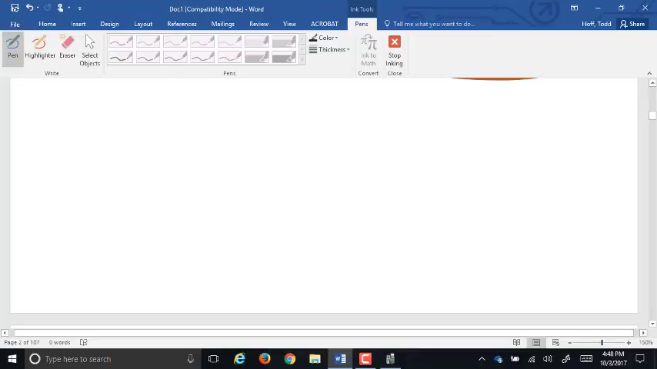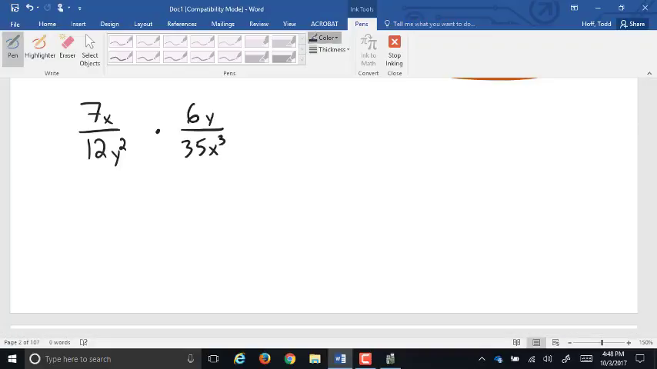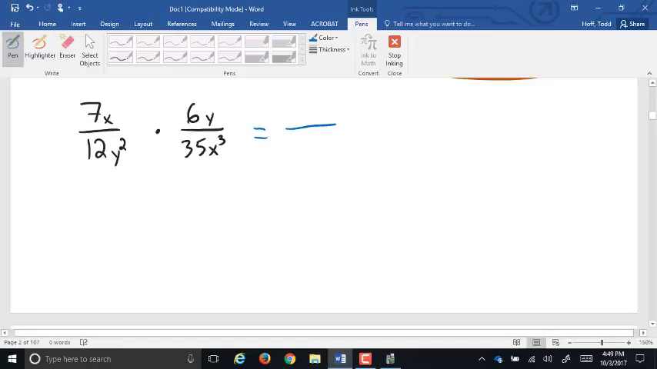Okay, let's look at multiplication now. Let's have 7x over 12y squared times 6y over 35x to the third. There are a couple of different ways I can go about doing multiplication with these. The first way, probably the one that produces the fewest mistakes, is to just multiply them out and then reduce later.